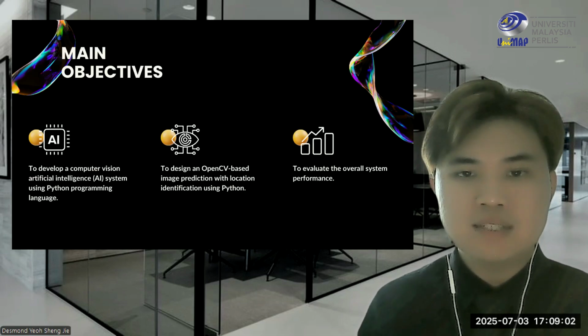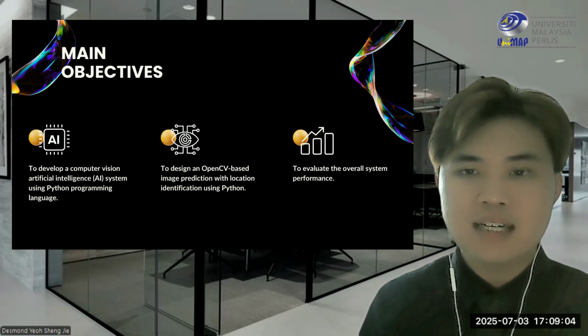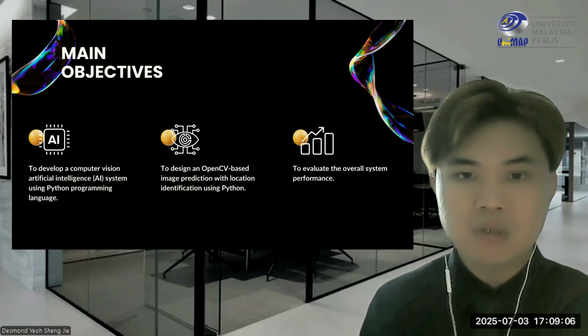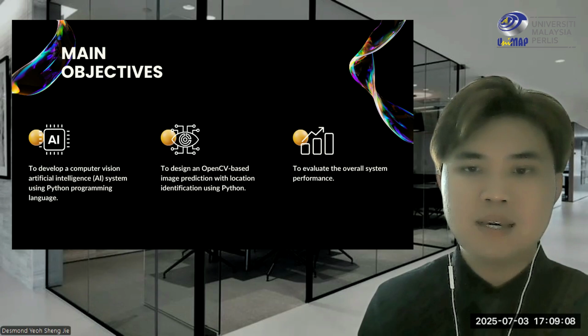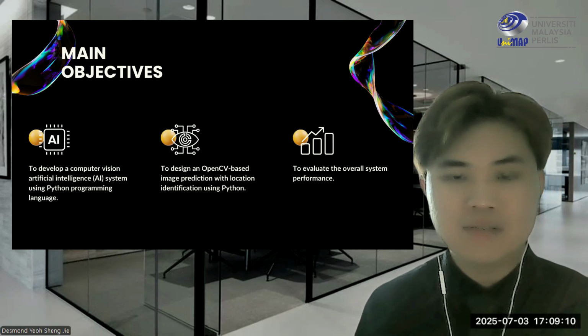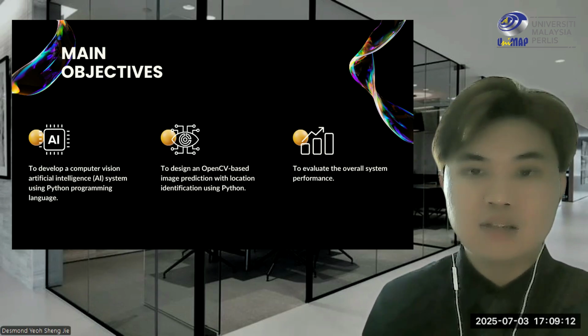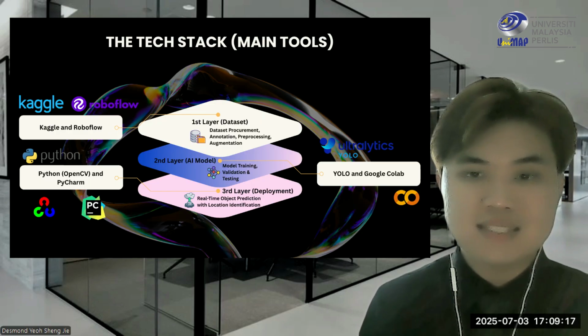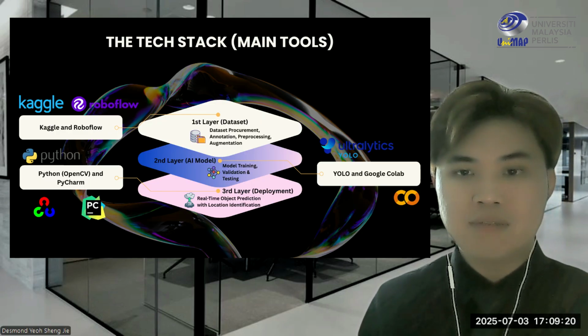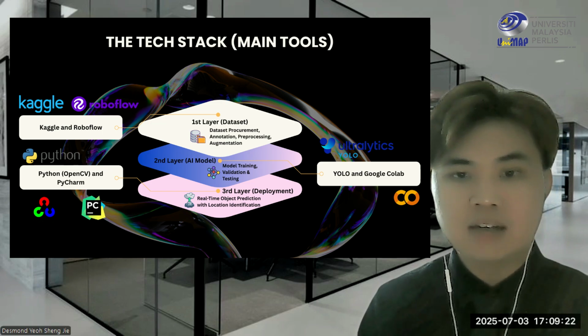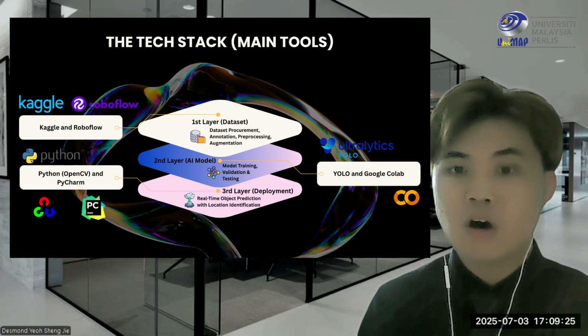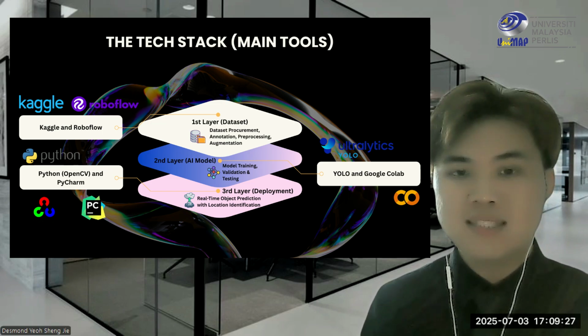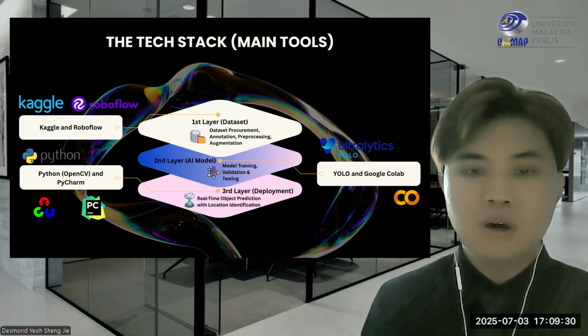The main objectives are to develop a computer vision AI system using Python programming language, to design an OpenCV-based image prediction with location identification using Python, and to evaluate the overall system performance. This is a pure software-based system. The project was built using advanced modeling, algorithm training, and also performance evaluation. So the core tools include Python, OpenCV, YOLO, RoboFlow, and Google Colab.